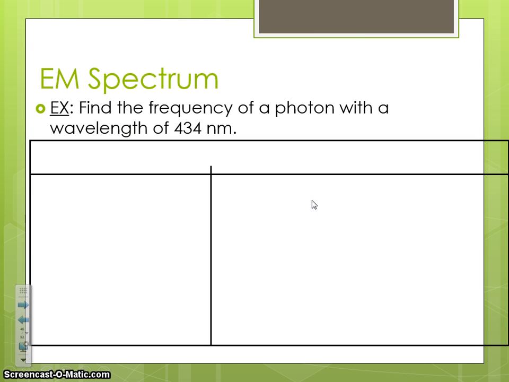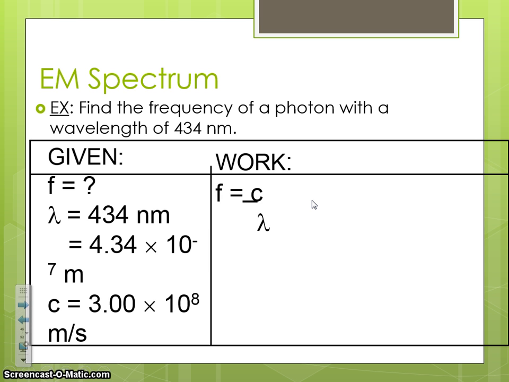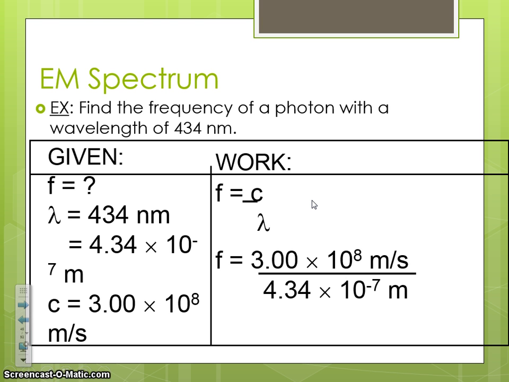So let's say I told you to find the frequency of a photon with a wavelength of 434 nanometers. We don't know the frequency. We know the wavelength. If it's 434 nanometers, that is 4.34 times 10 to the -7th meters. We do know our constant for the speed of light. So if we plug that into our values and rearrange to solve for frequency, we would get C divided by lambda.